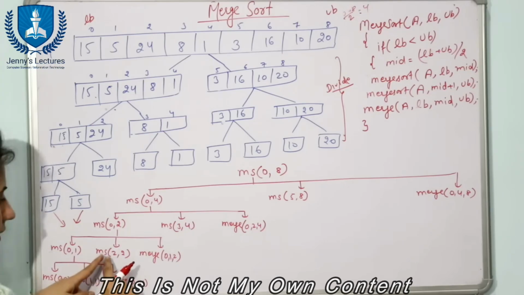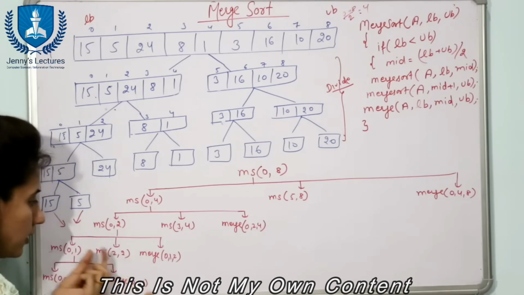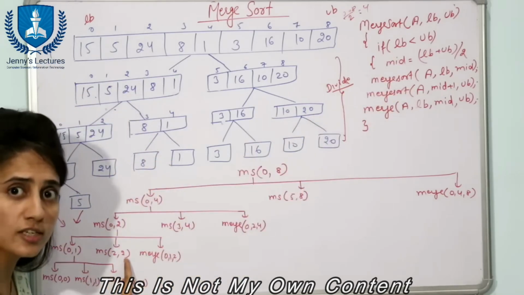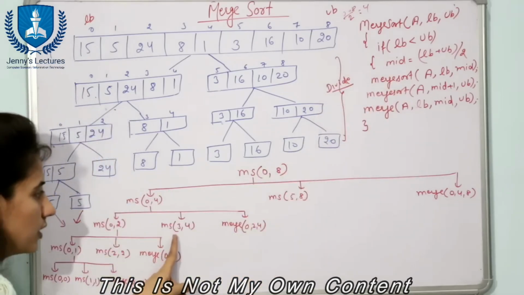Fine. Here we have 2, 2, that is, only one element is there. So we are not going to divide this anymore because lower bound is 2 and upper bound is also 2. Is 2 less than 2? No, this condition is not true. So we are not going to divide this. This is merge.